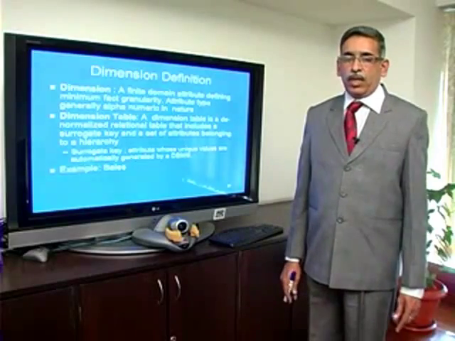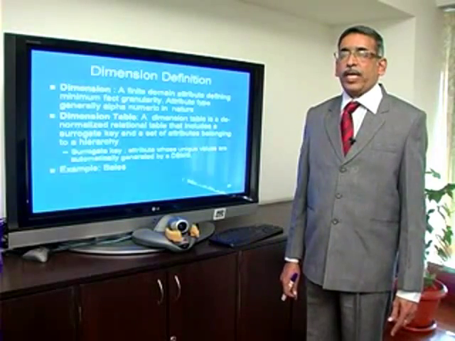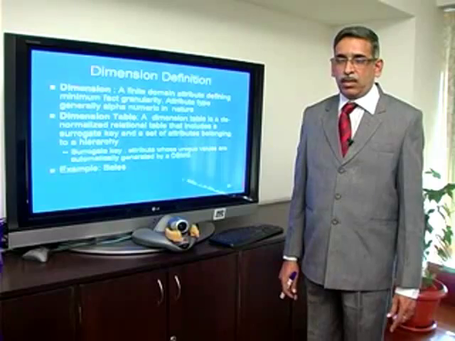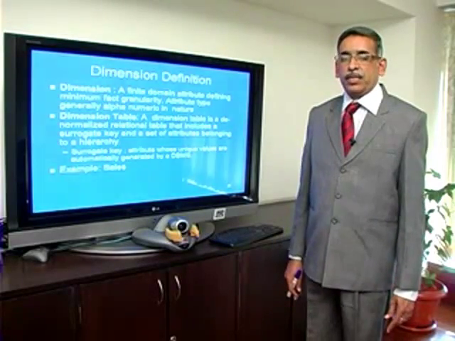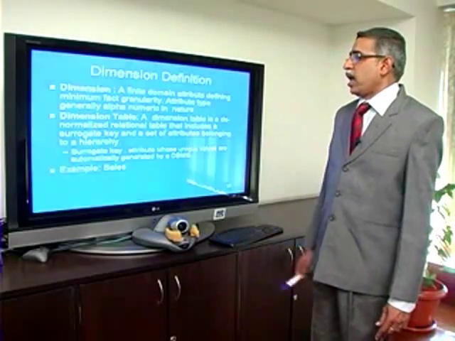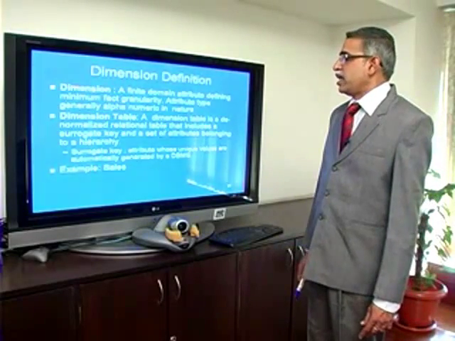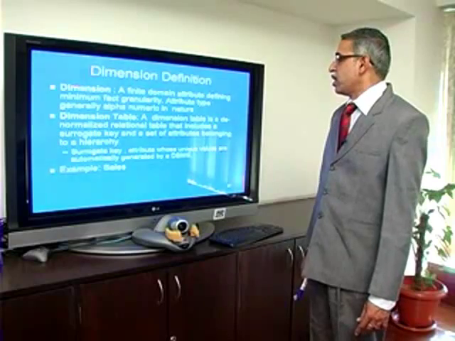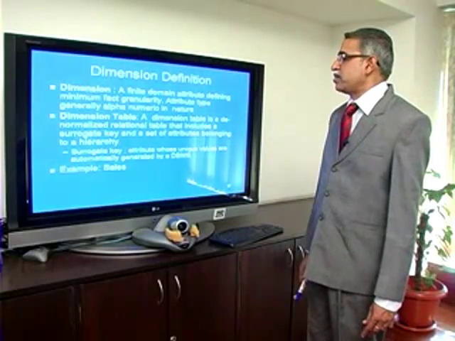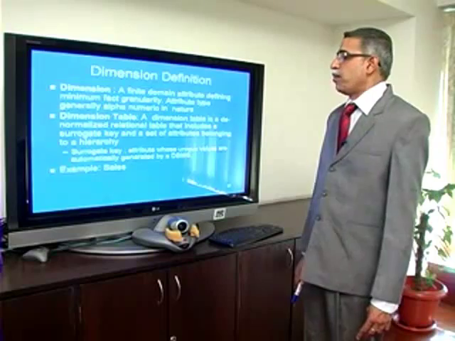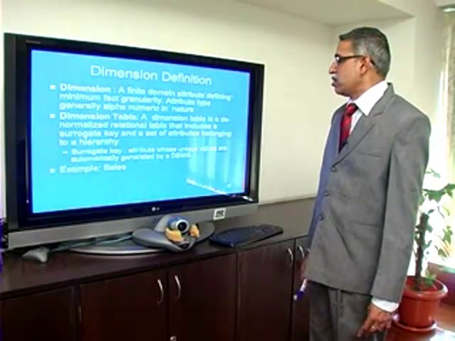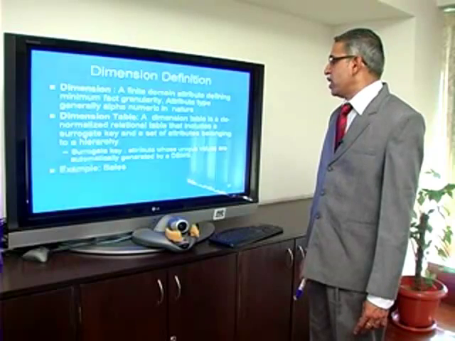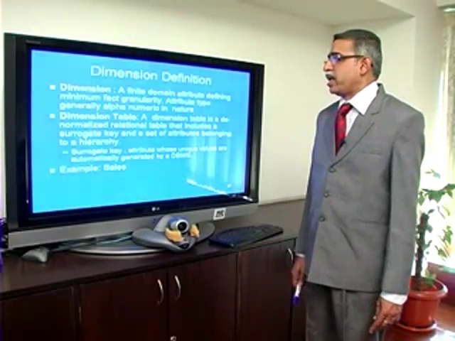Every row in the dimension table represents a unique instance of that dimension and has a unique identifier called the dimension key. So therefore, a dimension table is a denormalized relational table that includes a surrogate key and a set of attributes belonging to a hierarchy. A surrogate key is an attribute whose unique values are automatically generated by a DBMS.